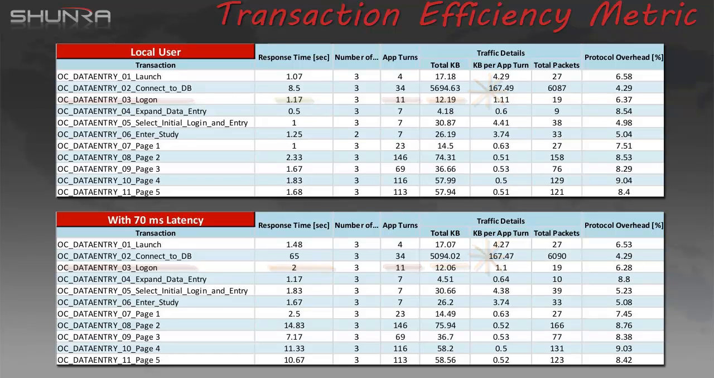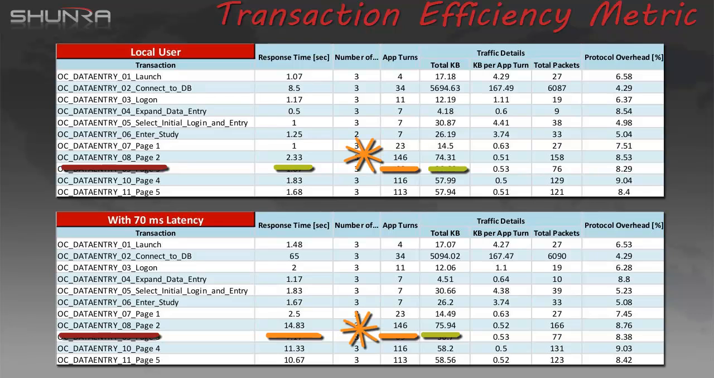Let's look at the next transaction, which is OC_data_entry_08. So let's see, we've gone from 2.33 seconds from the local user to over 14 seconds for our remote user. Well, let's look at our payload size. Looking at the payload size, I would say 75.9 kilobytes worth of data is not a lot. However, let's look at our application turns. In this case, we're going over 146 application turns to do this transaction. So 146 back and forths per transaction. Hence, that's why it's taking so long.